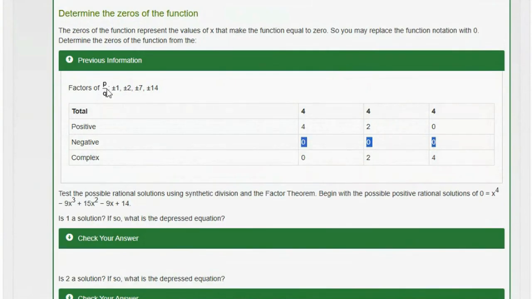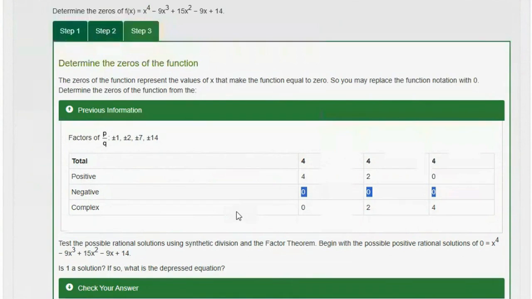There's only 4 possible. So either they're all going to be real, 2 of them are going to be real, or none of these are going to work and they're all going to be imaginary. So it says test the possible rational solutions using synthetic division. Is 1 a solution? If so, what is the depressed equation? So is 1 a solution?